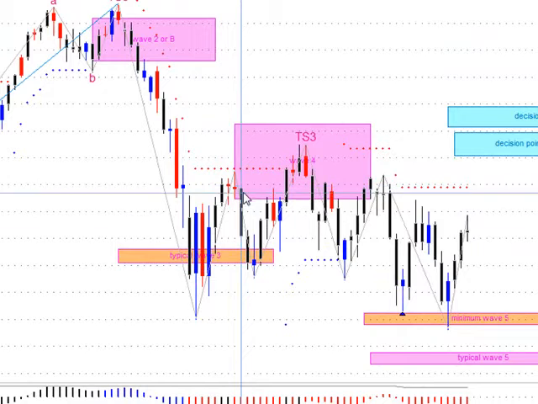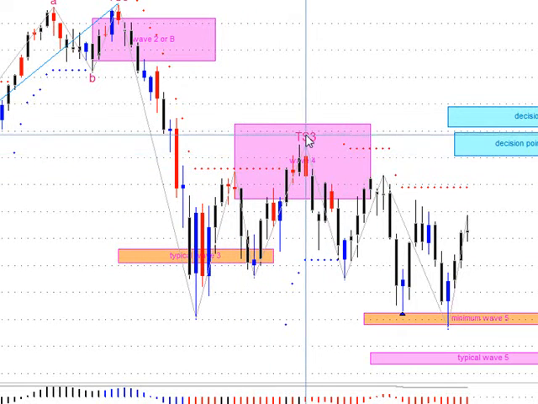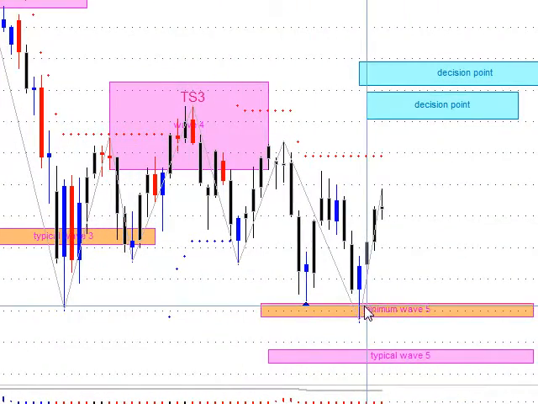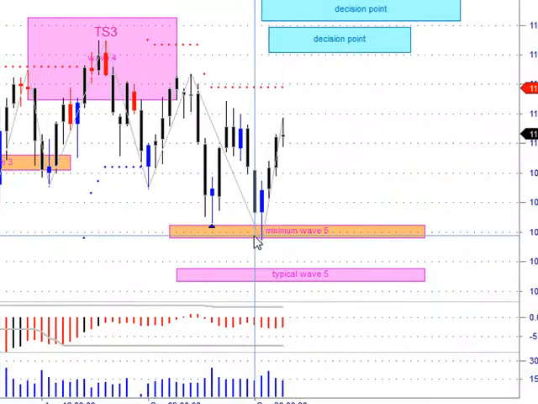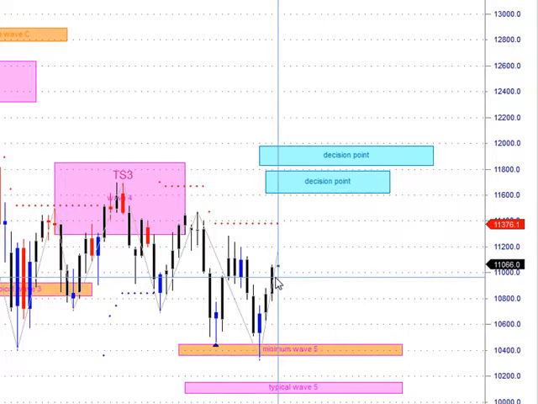From there we unfolded as an ABC pattern into wave 4, you see here. There's the TS3 sell signal. We basically unfolded as an ABC into the minimum wave 5 target. So we've hit that target, and you see we've bounced here the last few days in the Dow.